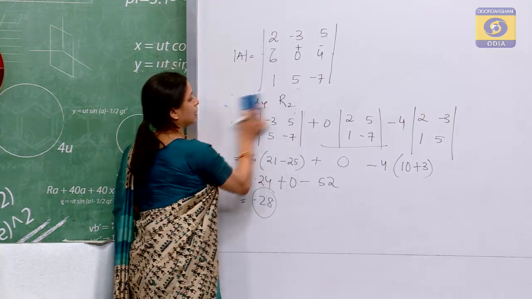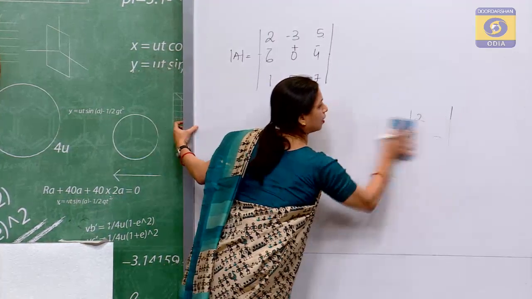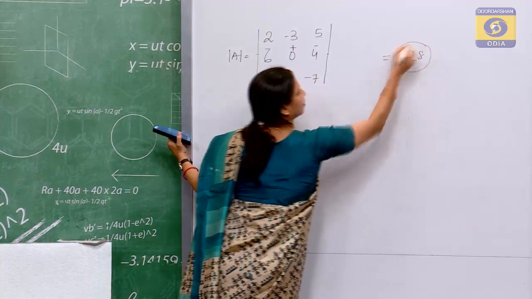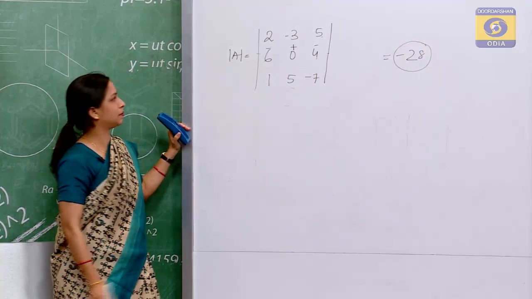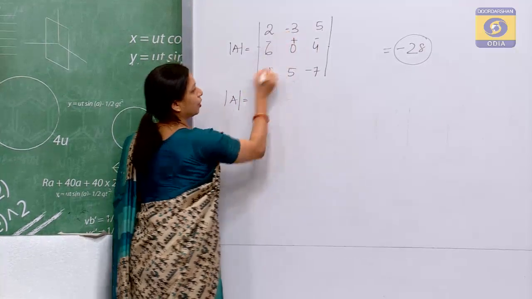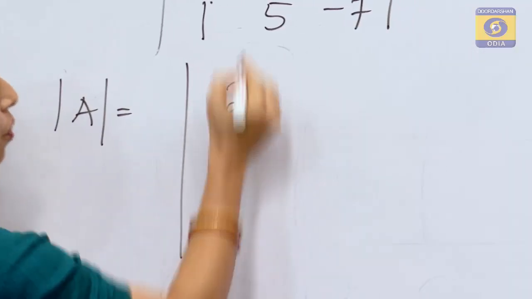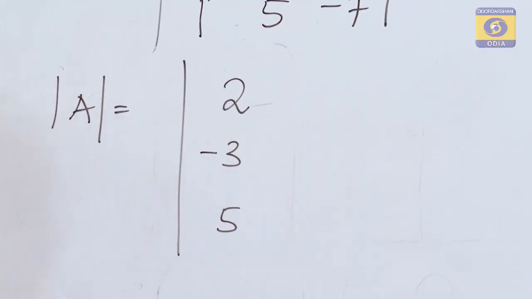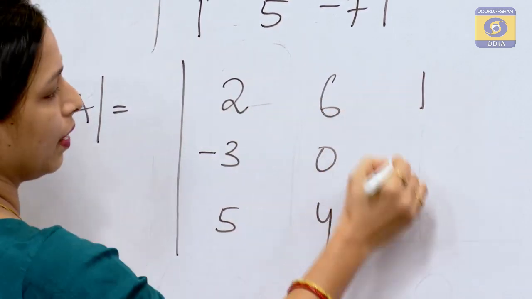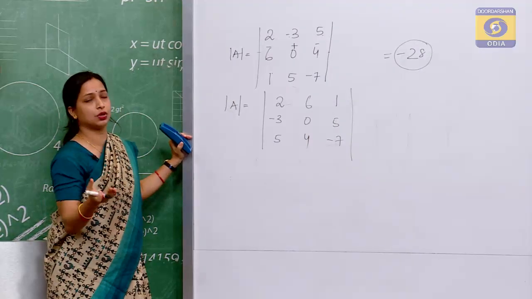So, now let us interchange the row into column. Now, for your understanding, I will write down the determinant value over here, so that we remember it is minus 28. Now, if I change this row into this column, that means I change row 1 to column 1. So, I write 2, minus 3, 5, 6, 0, 4, 1, 5, minus 7. So, I have interchanged the rows to columns and the columns to rows.